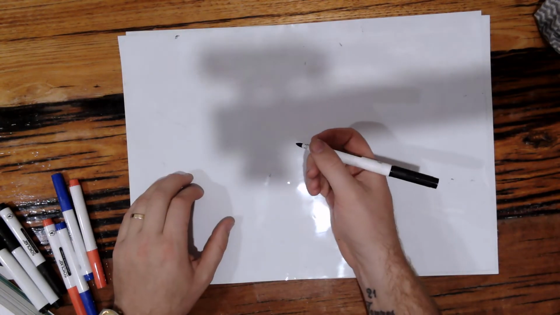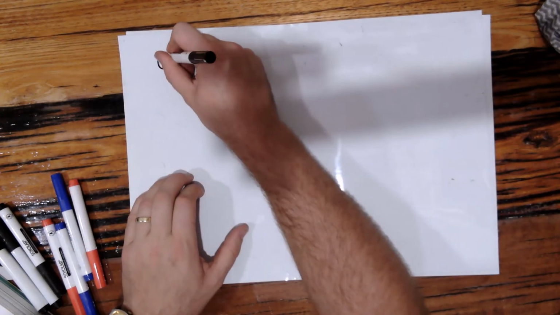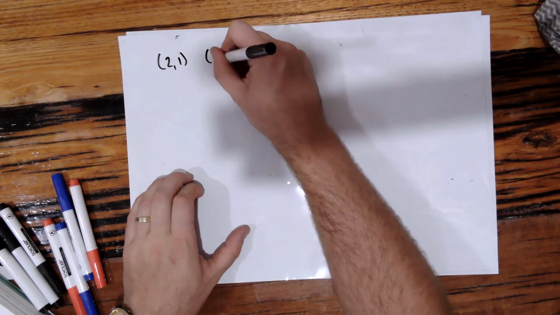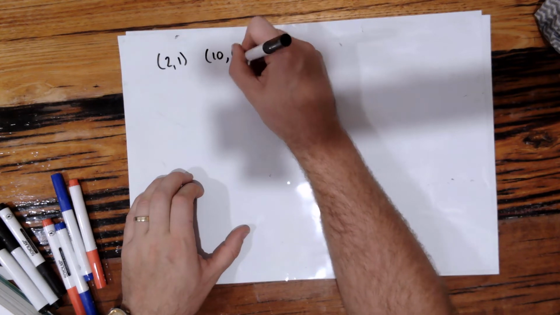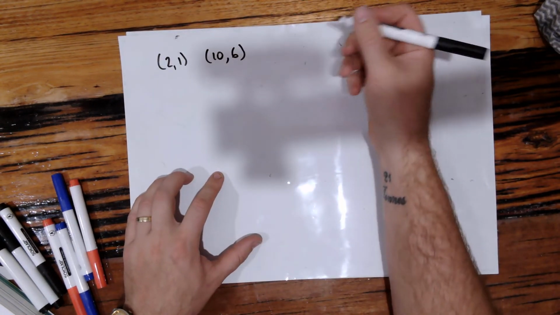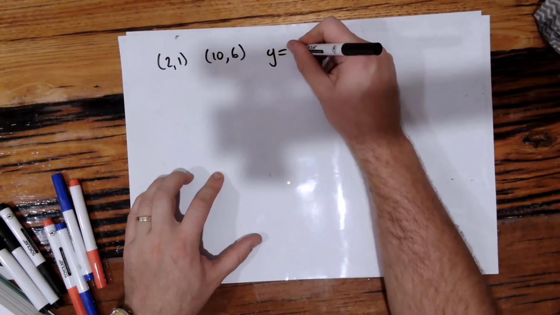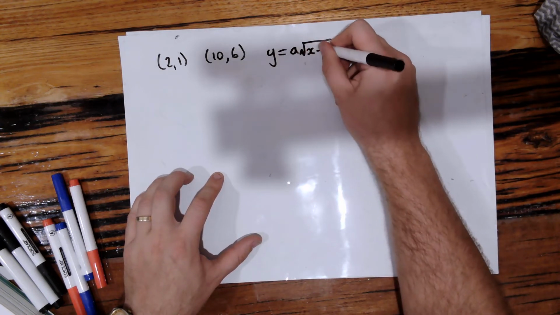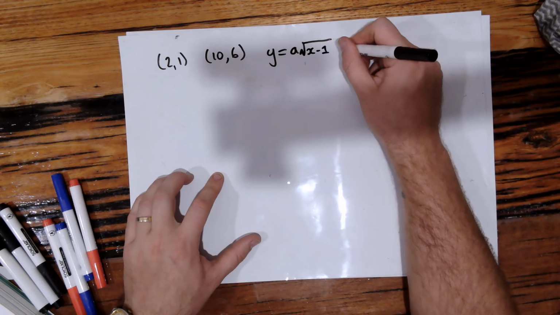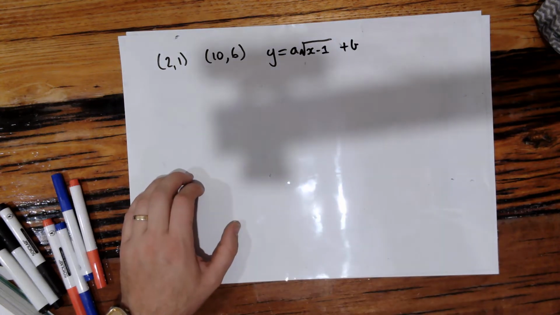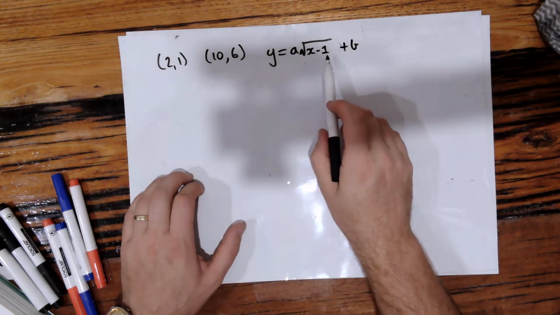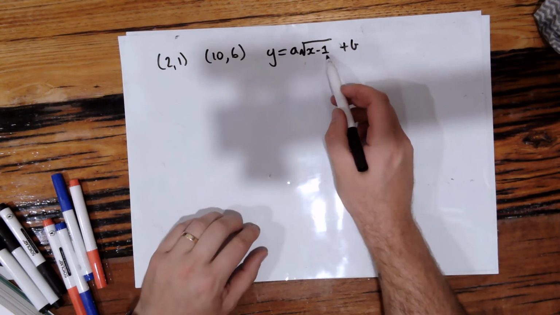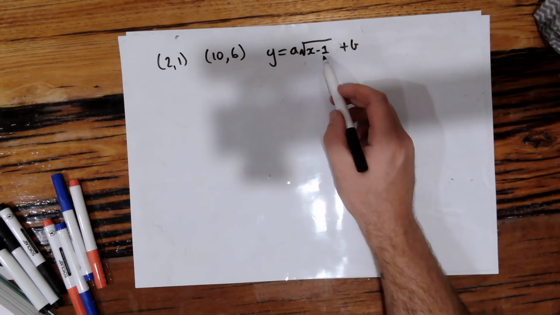So this time we know that the points (2, 1) and (10, 6) lie on a curve with an equation of y equals a times the square root of x take 1, plus b. So this time we've got a square root function. We know it's been translated to the right by 1 unit, so we don't have to find the value of h.